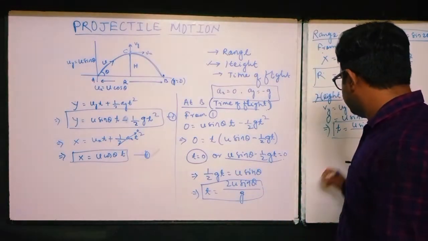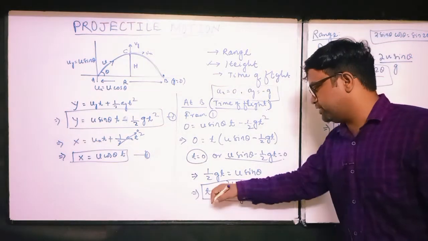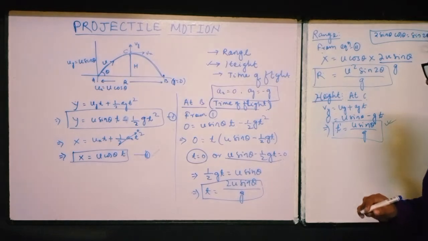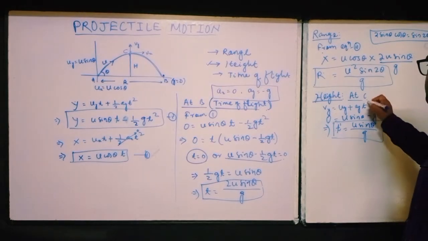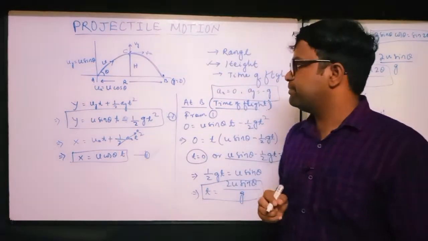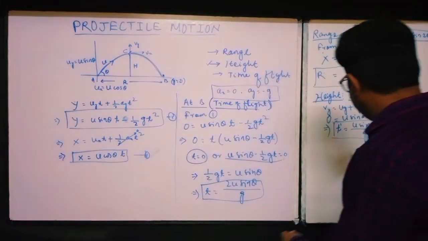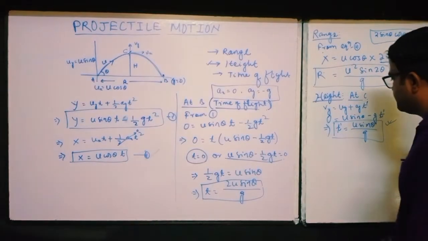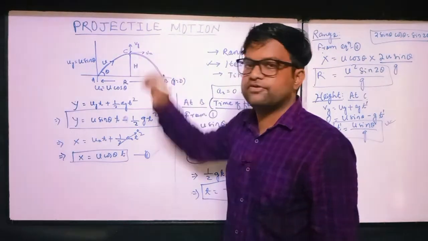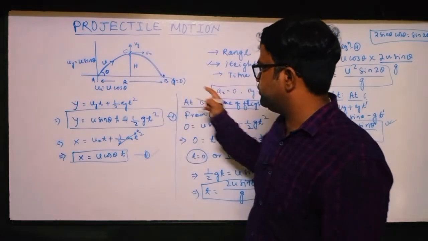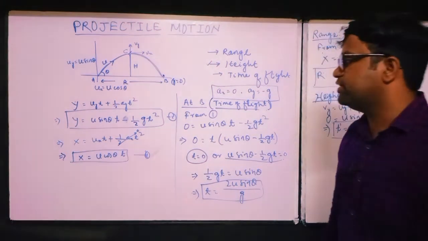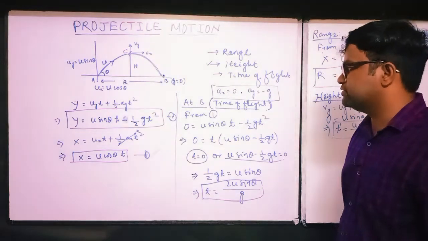If T is the time of flight, then t dash is the time to reach the maximum height, and this time is exactly half of the time of flight. So if we use this time in the y equation, because we are finding height, we will definitely get the maximum height.